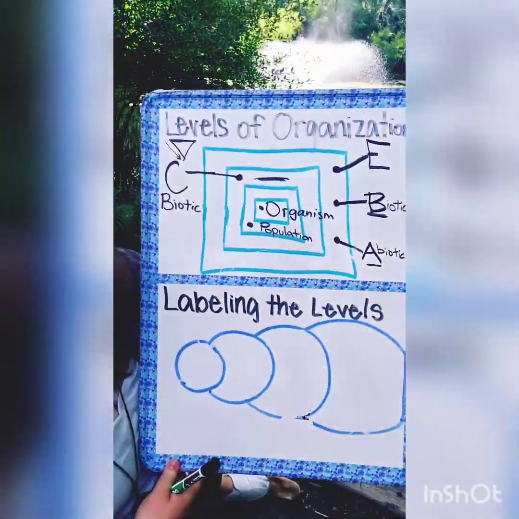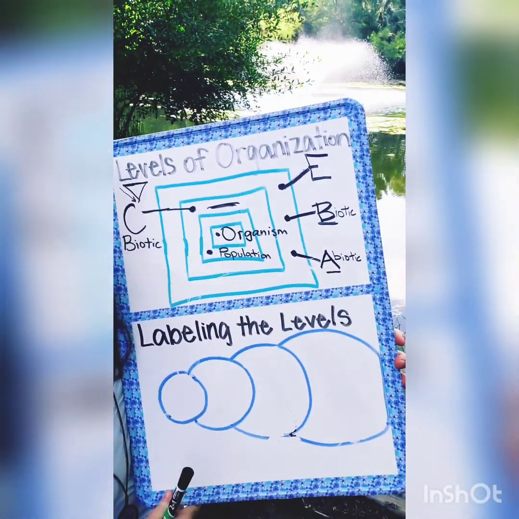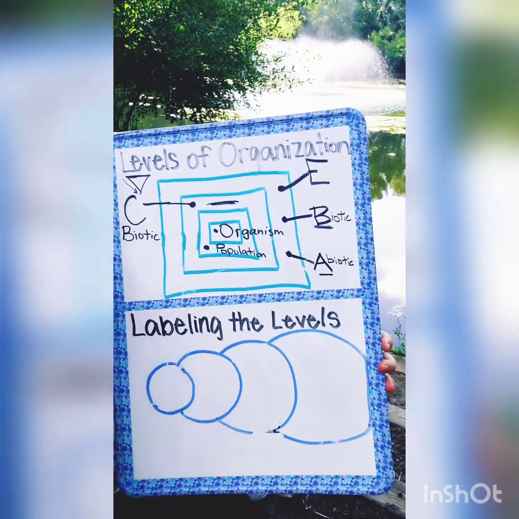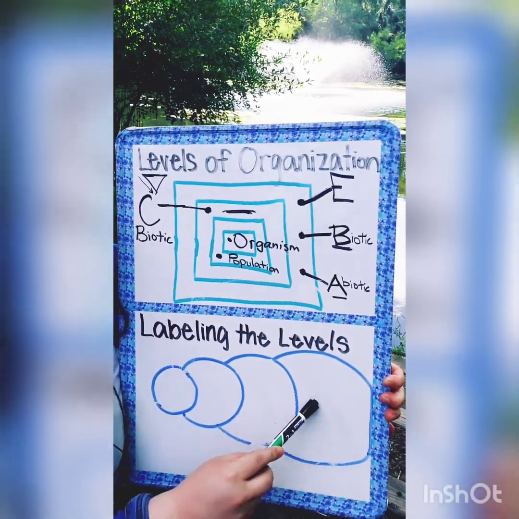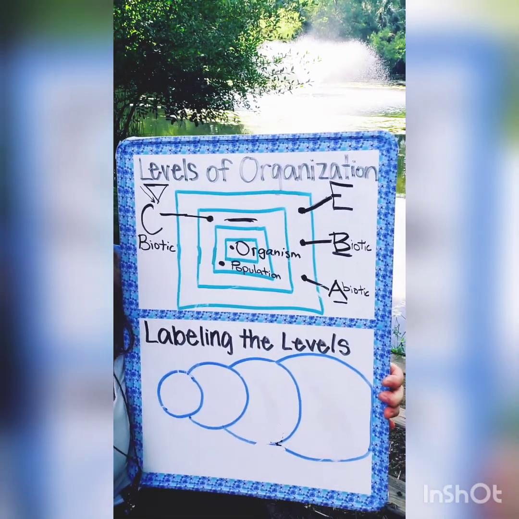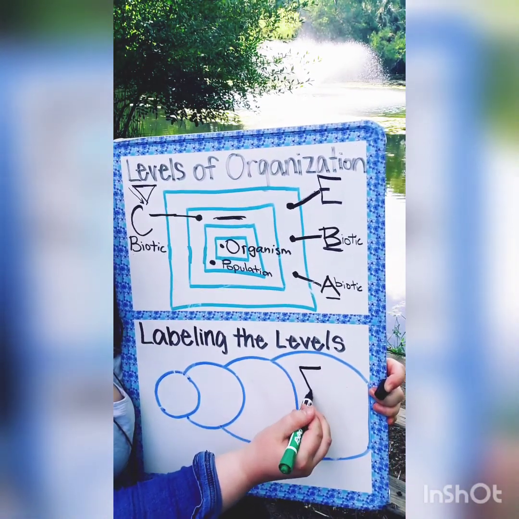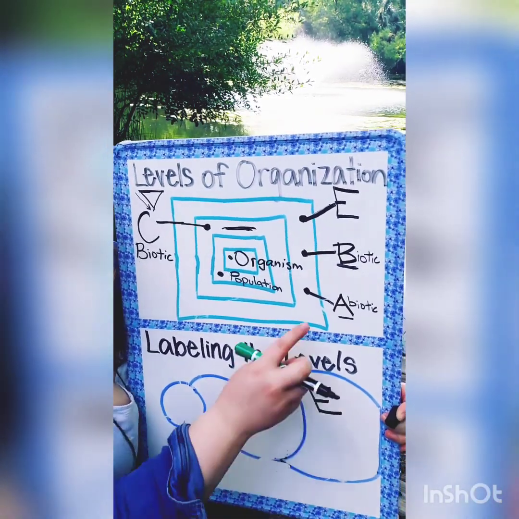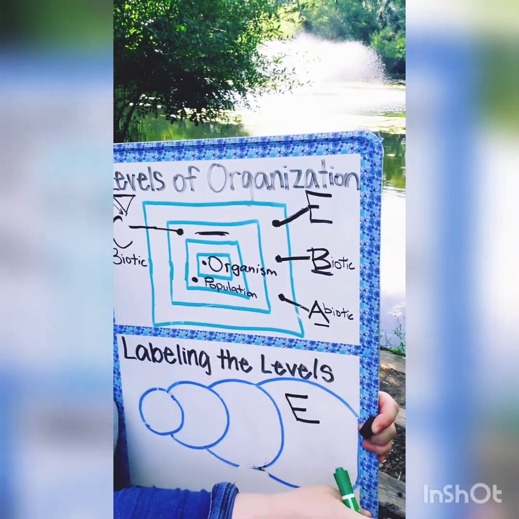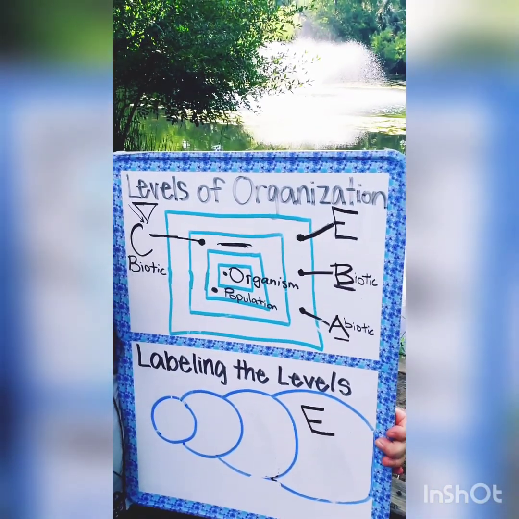All right, so the last part of our lesson is going to be labeling the levels of organization. What I like to do is start with the largest area. The largest is also referred to as the broadest, and the broadest area is always going to be our ecosystem. An ecosystem, remember, is biotic and abiotic. It has both factors that work together.